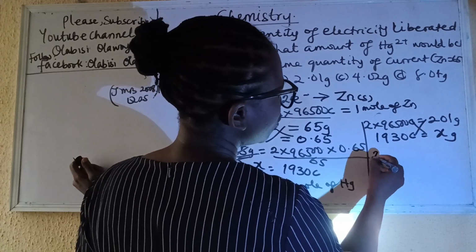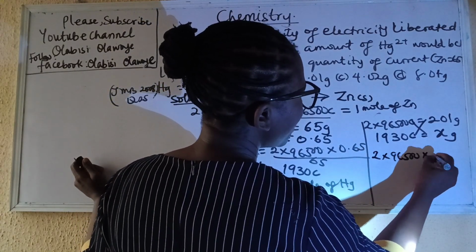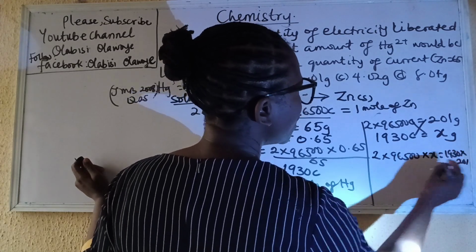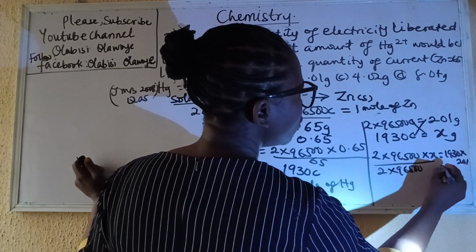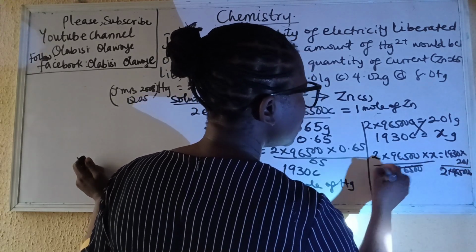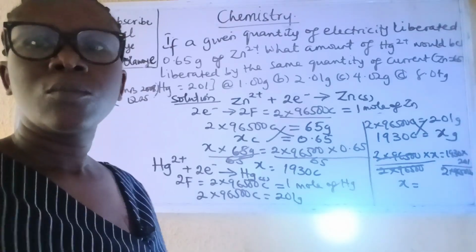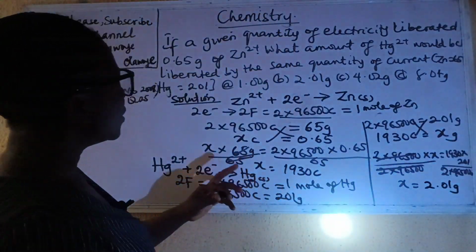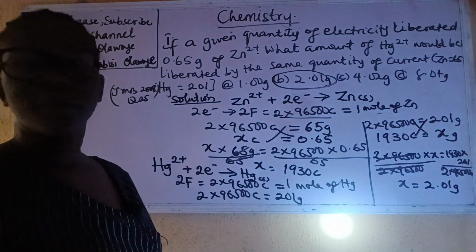So 2 multiplied by 96,500 coulombs multiplied by X equals 1,930 multiplied by 201. So dividing both sides by 96,500 multiplied by 2, our answer yields X is 2.01 gram. And if you look at the options here, that is option B.